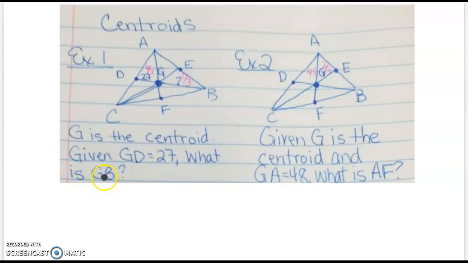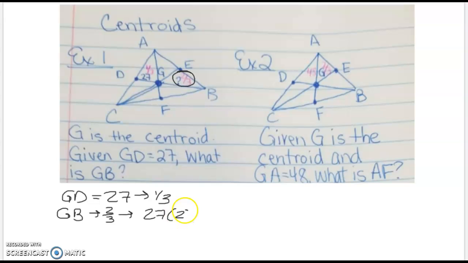What is GB? Okay, well, if we look at our properties of a centroid, if I go from my median to the vertex, that is 2/3 of the side. Okay, it's right here in pink. 2/3 of the side, or of the length. That means that 27 is 1/3 of the length. So multiple options here. If GD is 27, and that represents 1/3 of it, and I have GB that represents 2/3 of it, then I can take 27 and multiply it by 2. Because if this is 1/3 and I need 2/3, so I need 2 of them, that would make it 54.